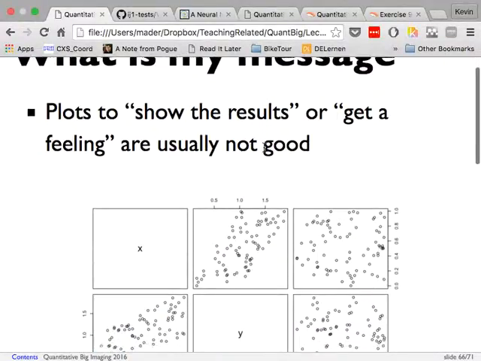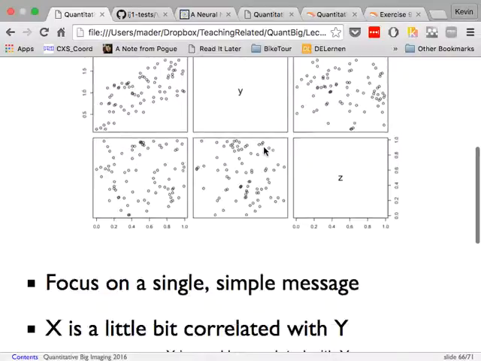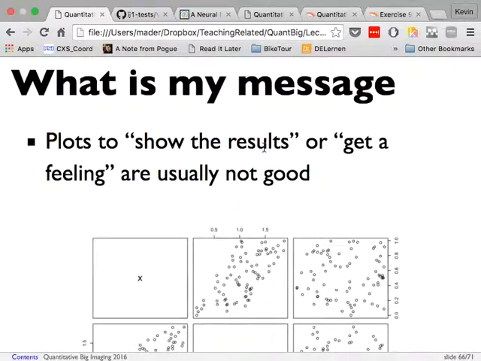Boom. Yeah. And so kind of the idea for this first point is, what is your message? You don't want to have plots that just show the results or get a feeling for the data. A message for your results has to be much stronger. You're trying to show that there's a link between this parameter and this parameter, or that these two data sets are in fact very different, or something along those lines. And that's what your message needs to be.